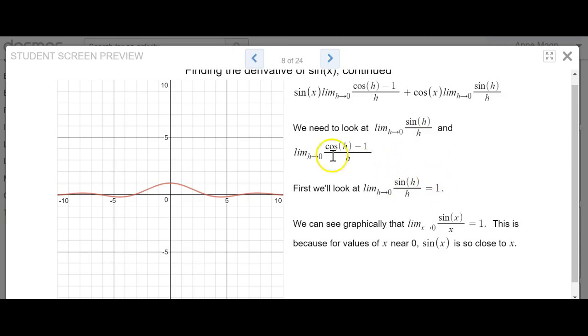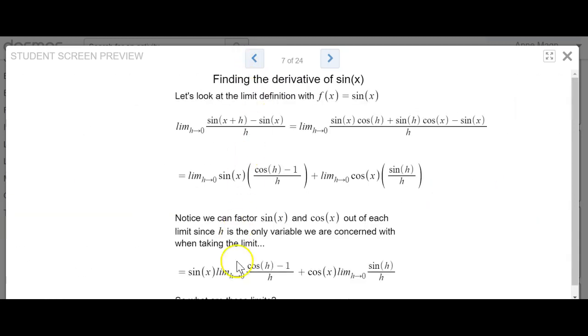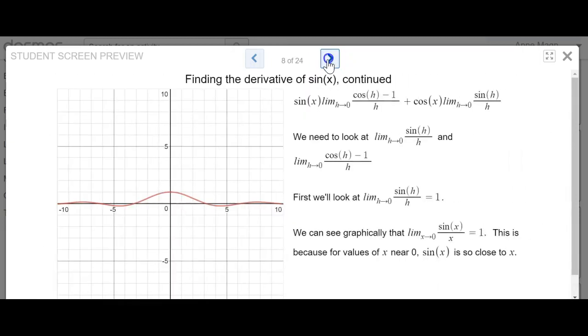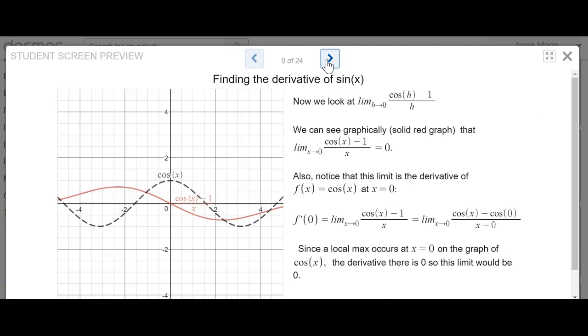So now let's look at that other limit, cosine h minus 1 over h. We're going to talk about this from two different angles. The first being, if we just graph this function, cosine x minus 1 over x, that's this red solid function, you can see that as x goes to 0, this goes to 0. So that's enough to tell us that that limit is 0.